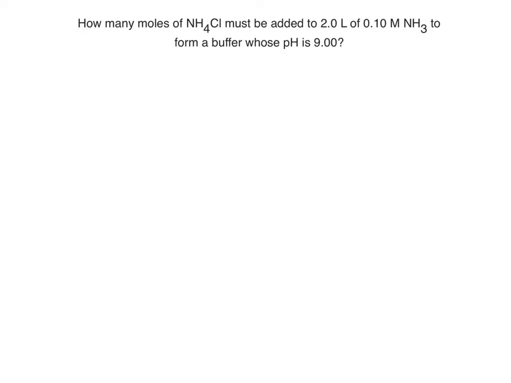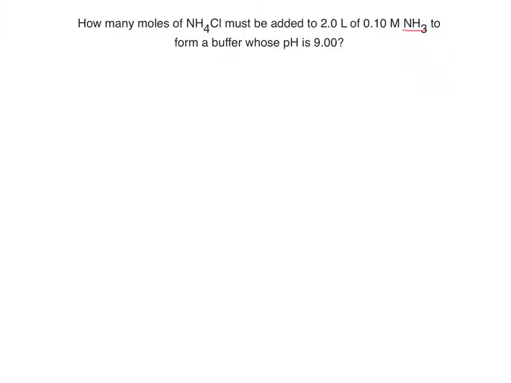So first of all, we can identify the NH3, that is the base, and NH4Cl, that is the conjugate acid. So we know that for a buffer we use a weak acid and a weak base. So we're talking about an equilibrium.